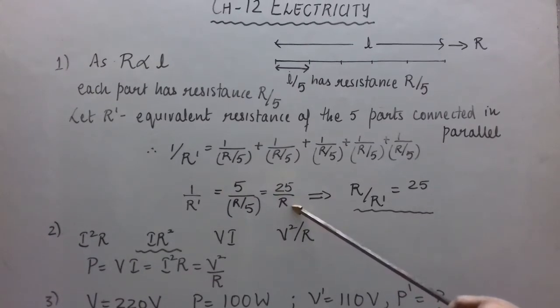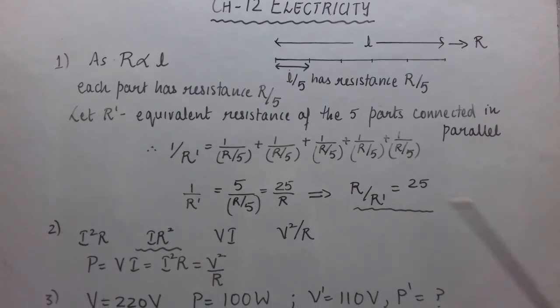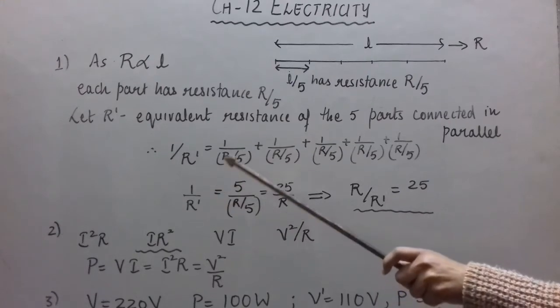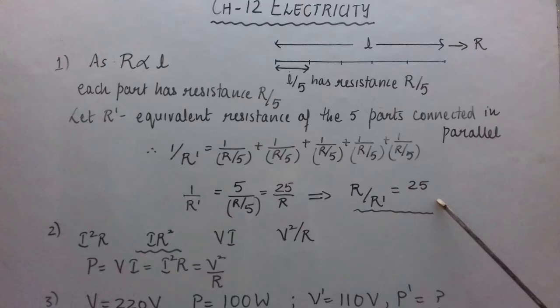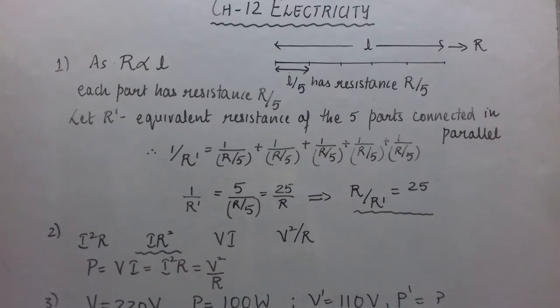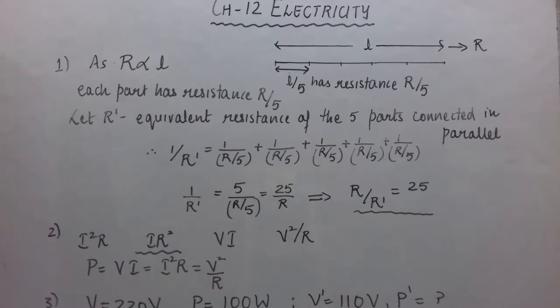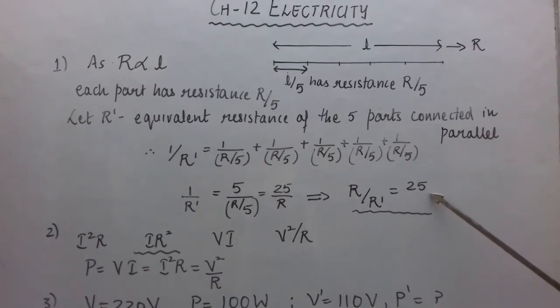In the question, it is given that R by R dash is equal to, there are 4 options given. So we will take R to the other side. In this case, we get the answer R by R dash as 25. So we know the answer is 25. And in the options, they have given 1 over 25, 1 over 5, 5 and 25. So our option is D option, which is 25 is the correct answer.